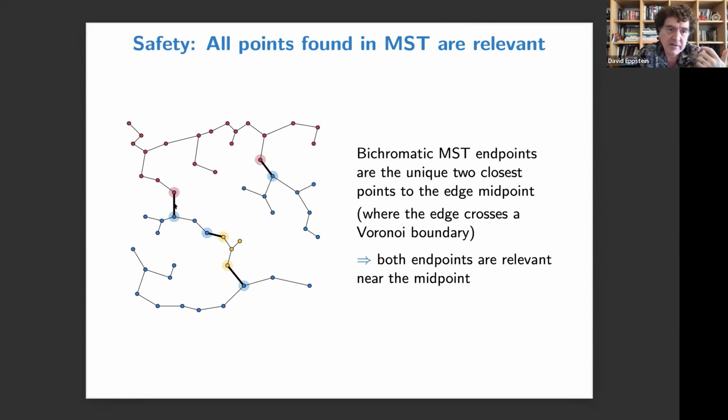And so the midpoint of the edge is a point where these two points of different colors are the unique closest two points to that midpoint. If we removed either one of these two endpoints of the minimum spanning tree edge from our training set, the classification would change for points in its cell near that midpoint. And because the classification would change, that is a relevant point. So all of these points that we find here are relevant.